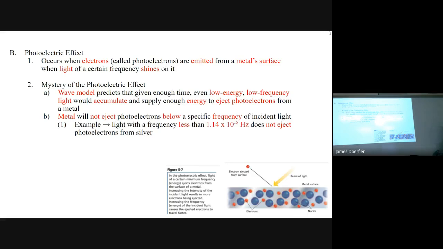So if we look at silver, and they did numerous studies of various types of metal. In this example, they shot various wavelengths of light at a silver surface. And they found that any light that had a frequency less than 1.14 times 10 to the 15th hertz would not and could not eject the photoelectrons off the silver surface. So they found that there are thresholds for various metals.